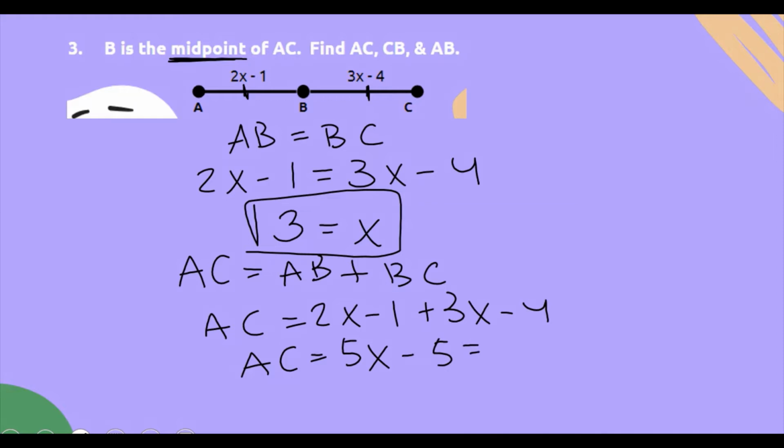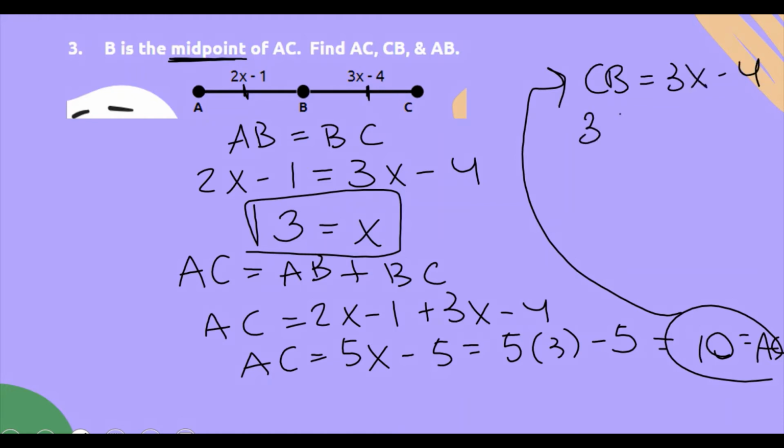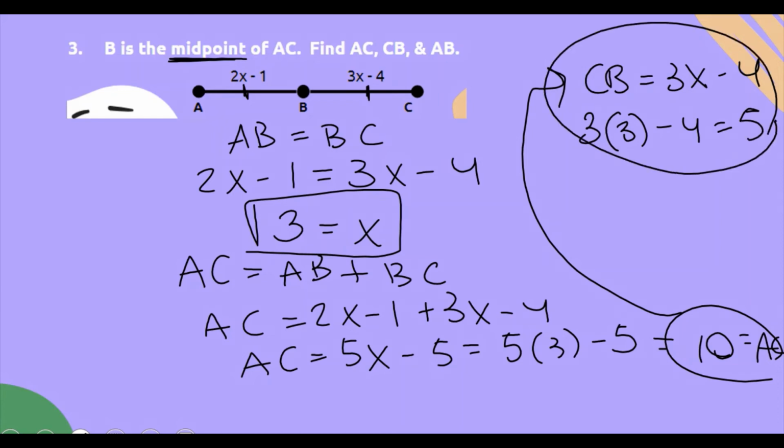And let's substitute because we know now what x is equal to. And 5 times 3 minus 5 is 10, so that's what AC is equal to. Now I'm going to find CB. CB is equal to 3x minus 4. We need to plug in x. And 3 times 3 is 9 minus 4 is going to give us 5. So that's what CB is equal to. And AB is equal to CB. So AB is equal to 5 as well.